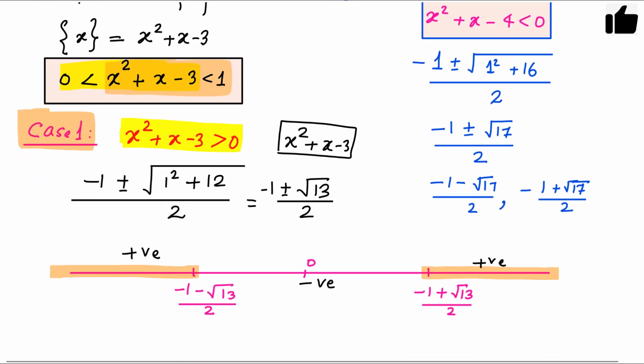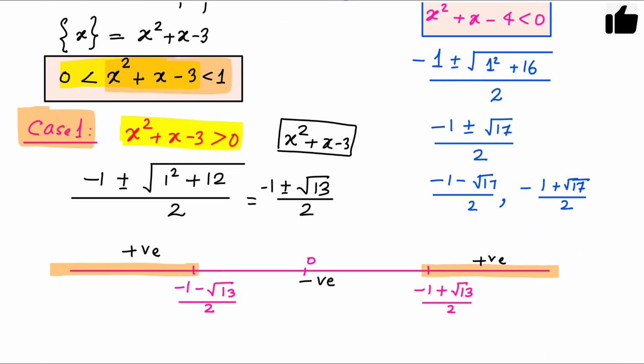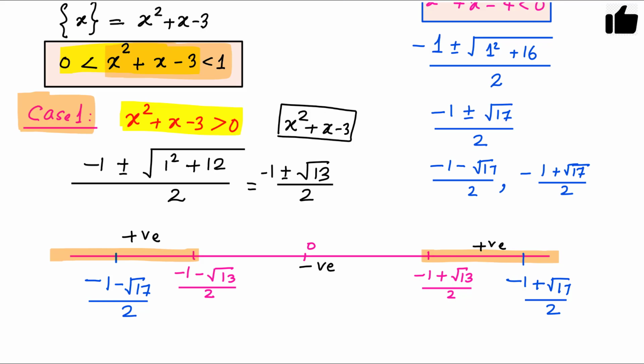So let us plot these two critical points or roots on the number line again. In this case the first number is minus 1 minus root 17 by 2, so this will be the smaller one. And this number will be the bigger number, minus 1 plus root 17 by 2. So basically we have divided the number line into three parts. One part is from here to here, another part is from here to here, and another part is this side.